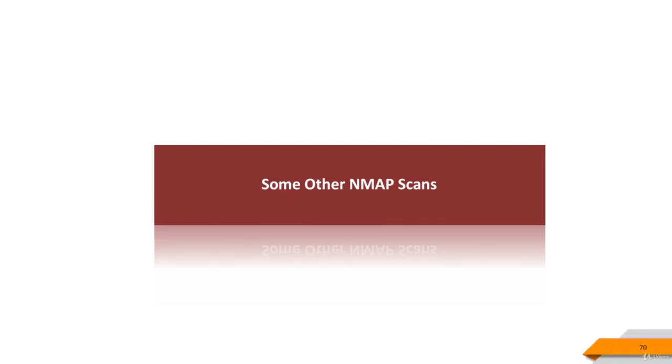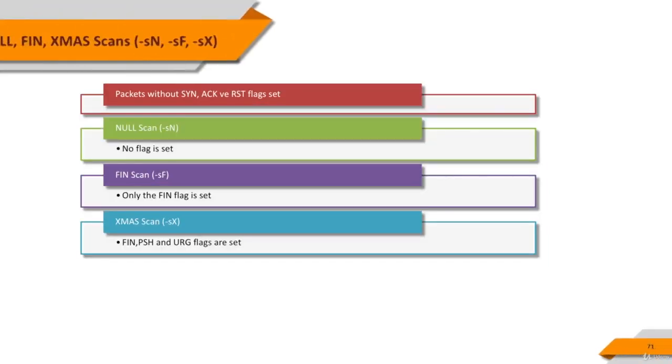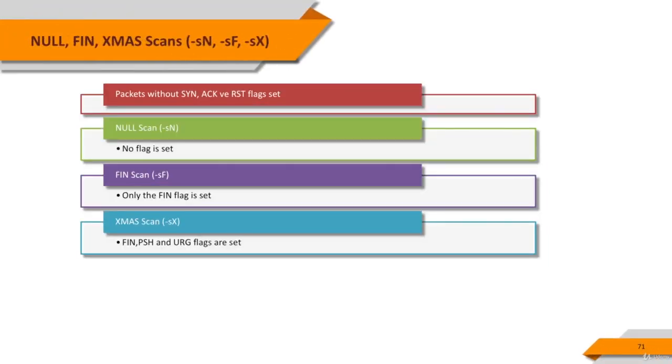Up to now, we have seen the most important scanning types to discover a network. There are some other scanning techniques in Nmap which are not used as much as the others, but in some cases, you may need to find some other ways to be able to discover the sensitive hosts in a network. In this slide, we'll see 3 more scan types: null, fin, and Christmas scans.